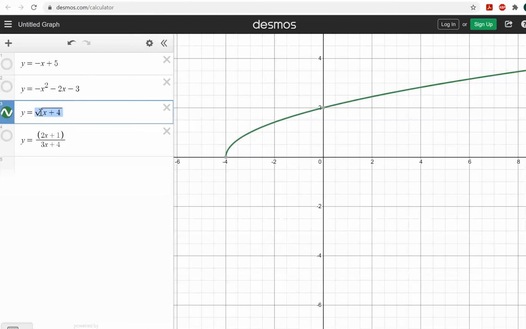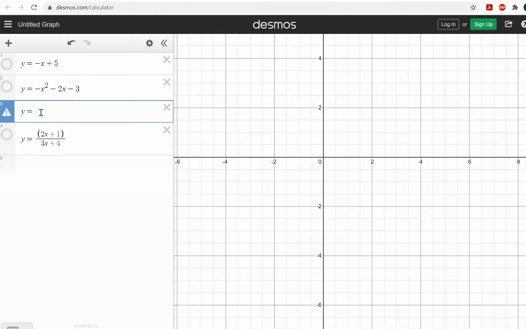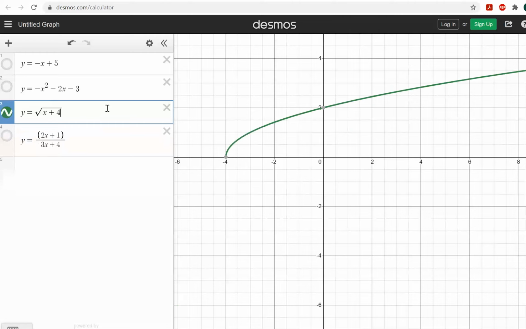To plug in a square root, there are a few ways to do this, but I type in SQRT, and then it turns into the square root symbol, and then you just type in what you need. To get out of the square root, you can hit the right arrow and it will go outside, or you can just click.